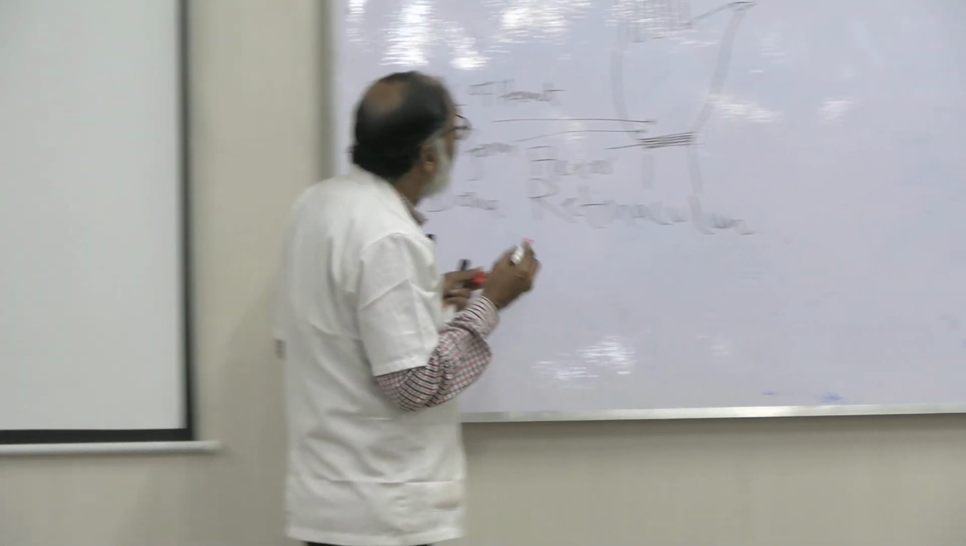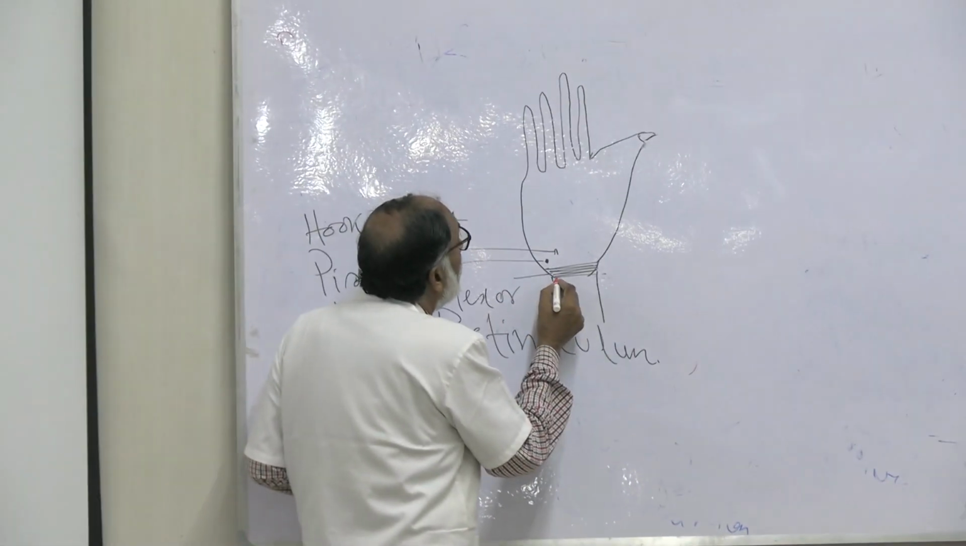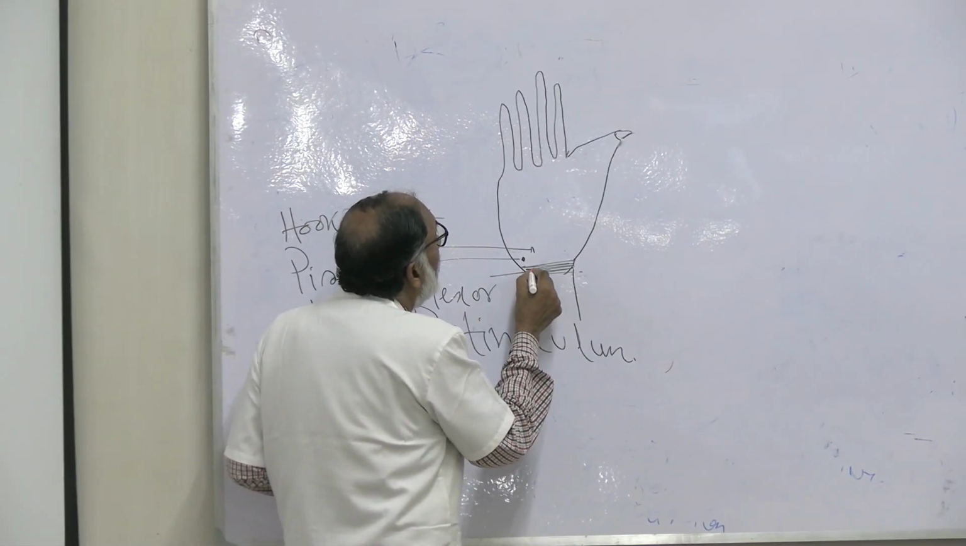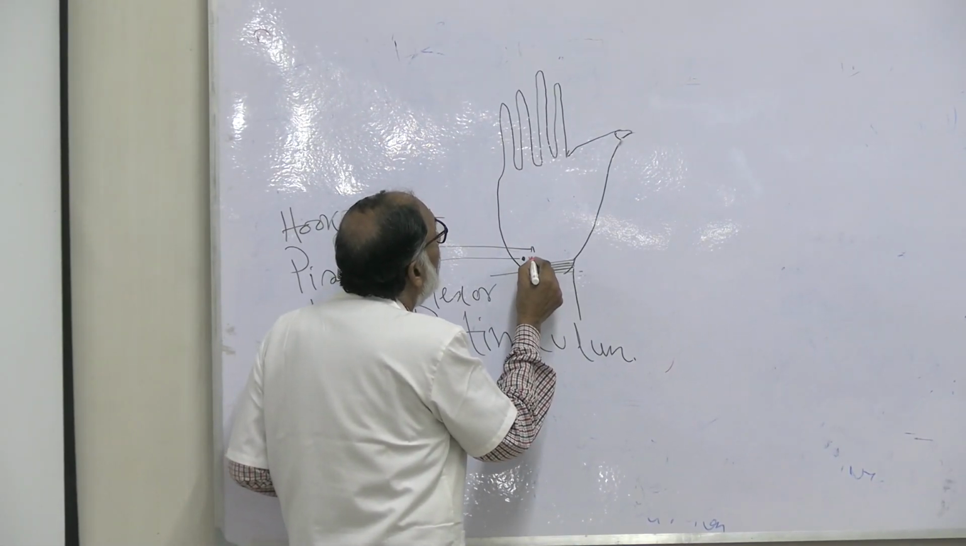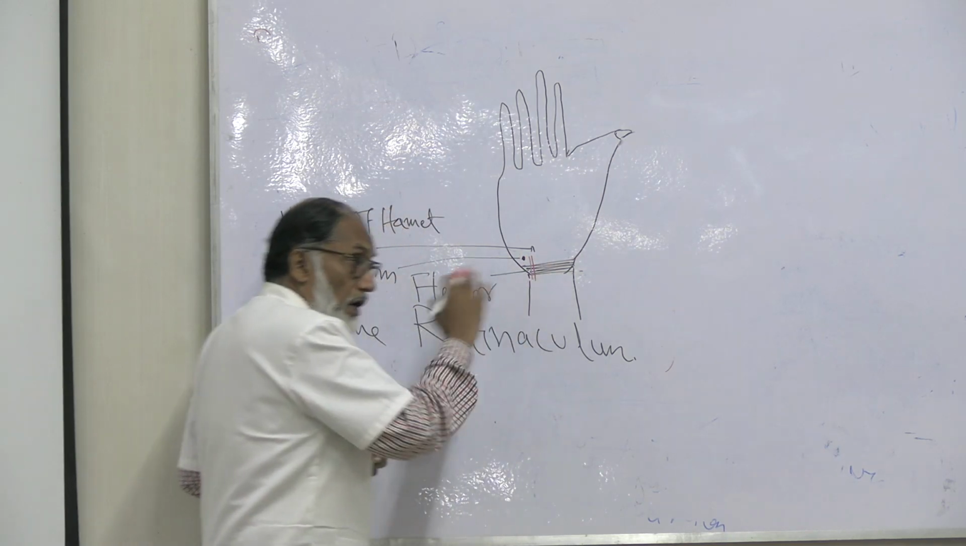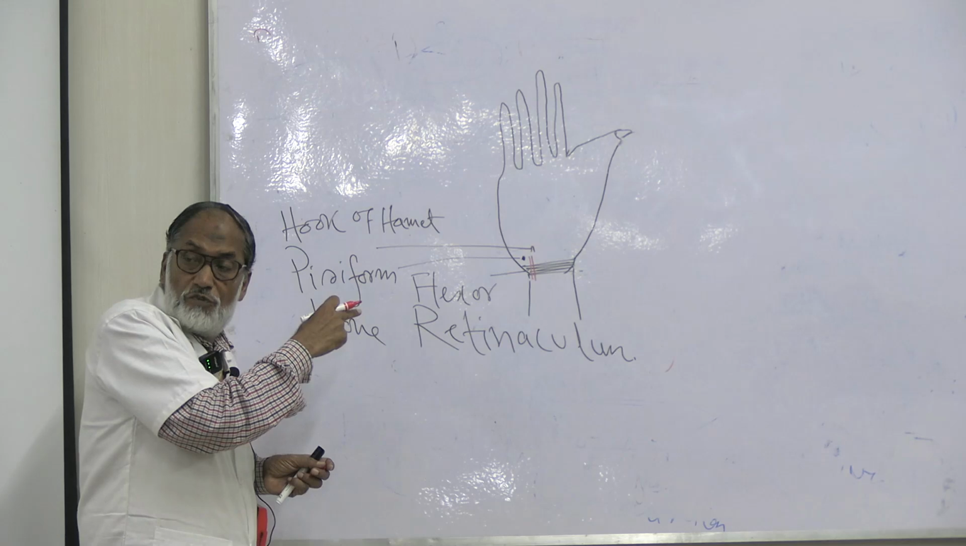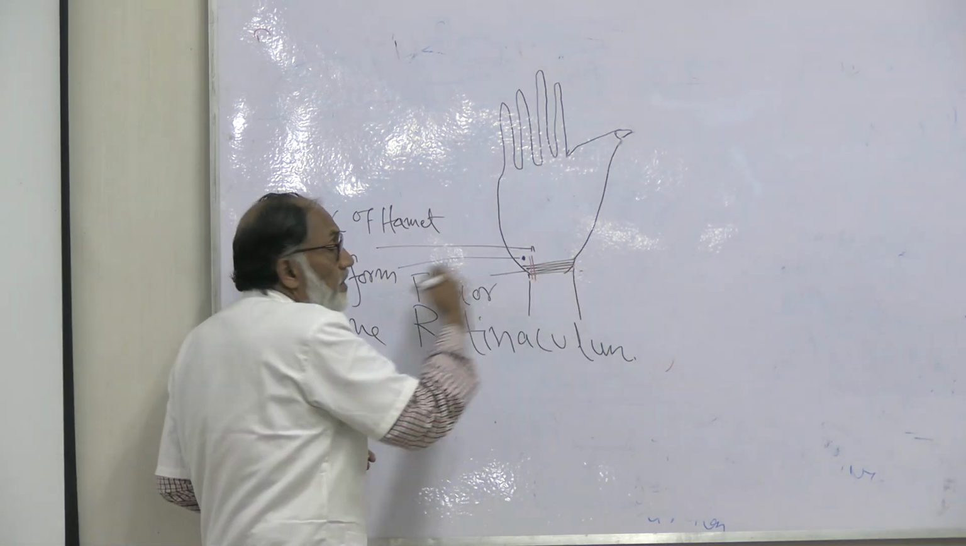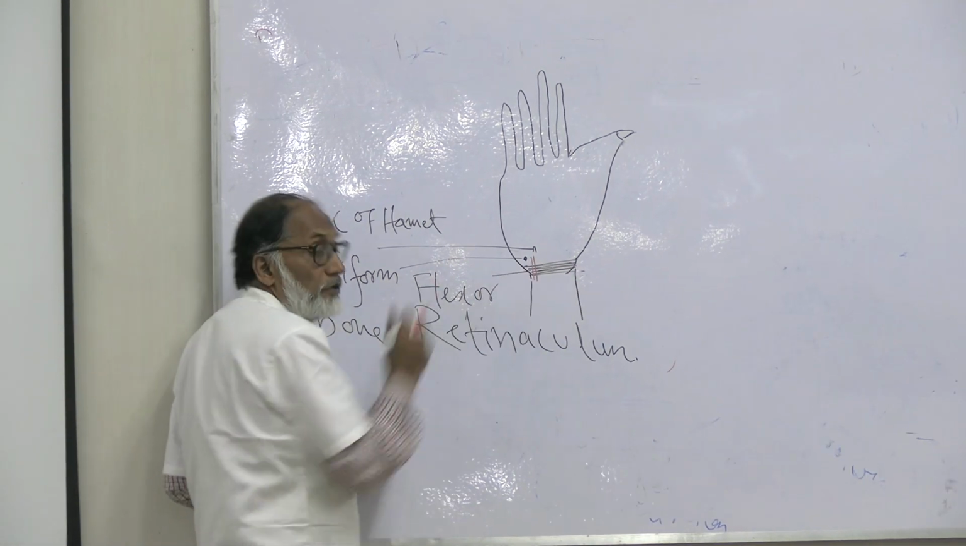On the back we call it the dorsal retinaculum. So the ulnar artery passes over the flexor retinaculum. Now this is the ulnar artery. The ulnar artery passes lateral to the pisiform bone. It is the lateral aspect, it is the medial aspect, so it passes on the lateral aspect.